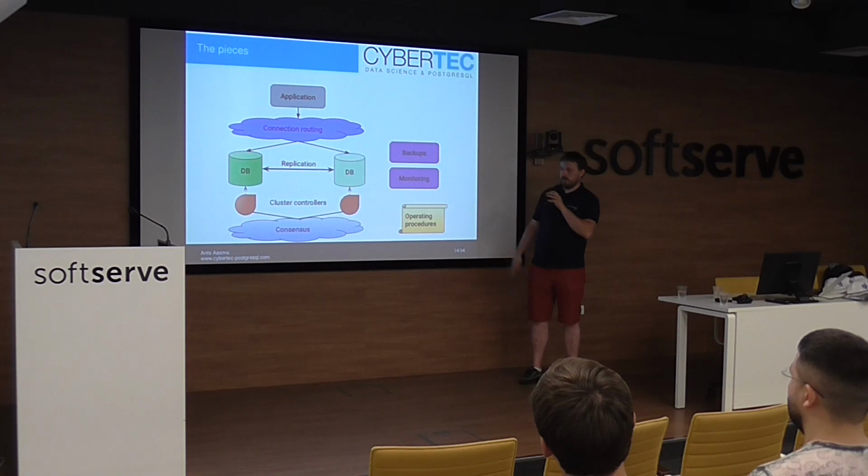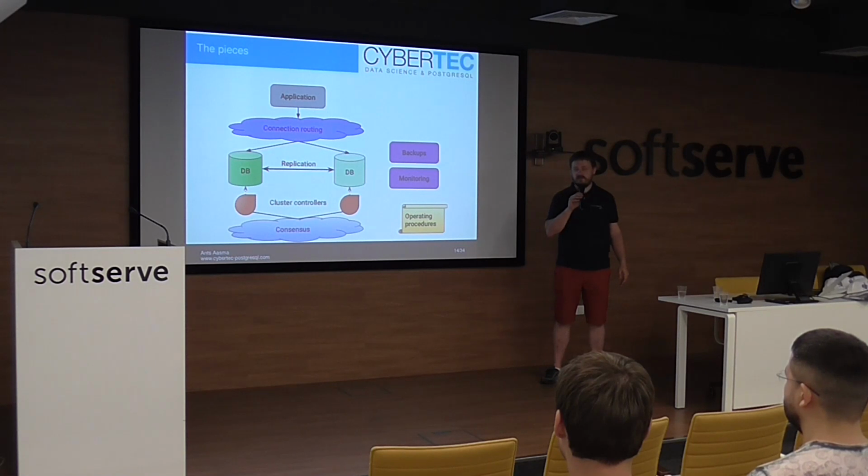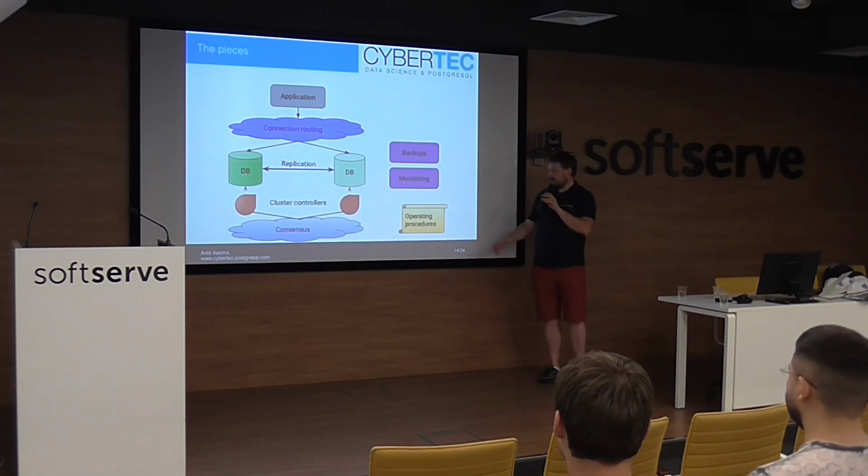And then also monitoring. If your database is slow, then you still might not be considered available. And no amount of failover is going to make your database fast. It's only going to make it slow. You need to proactively monitor for slowness. And of course, operating procedures.